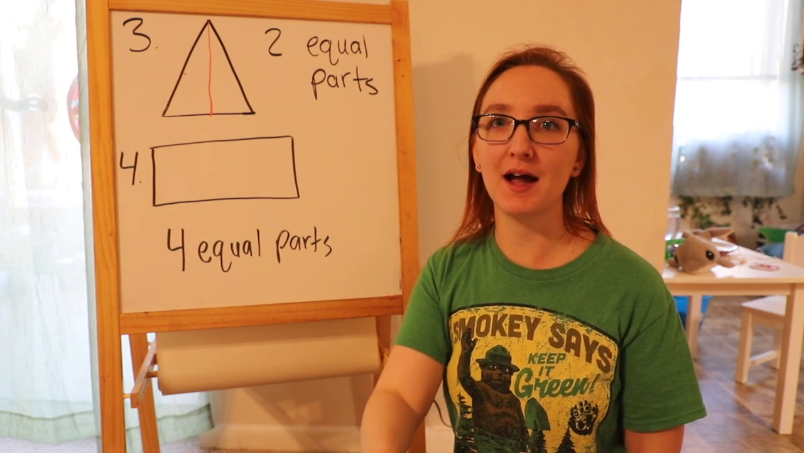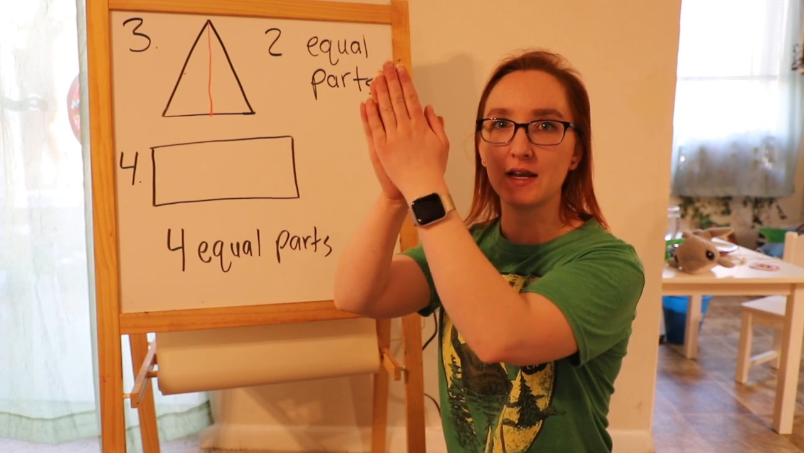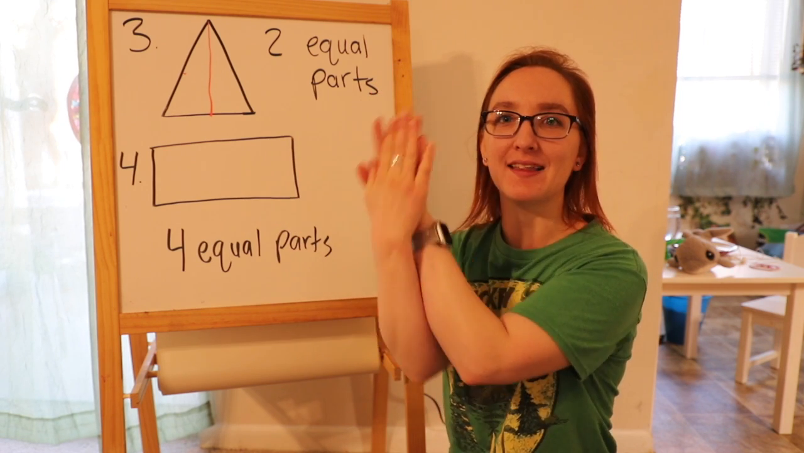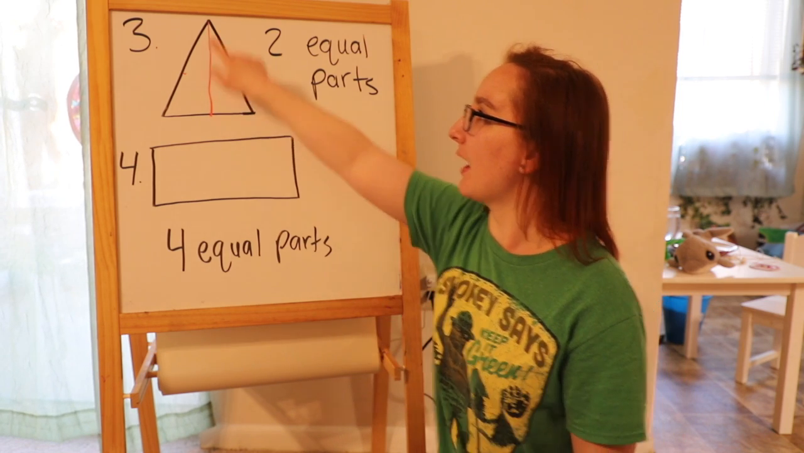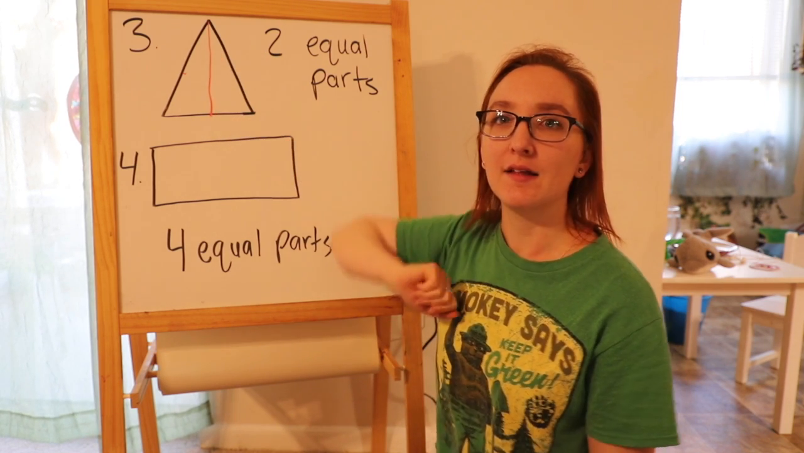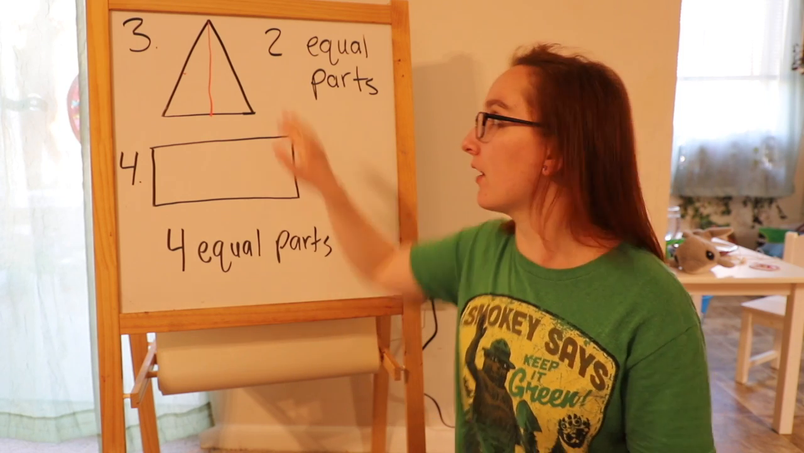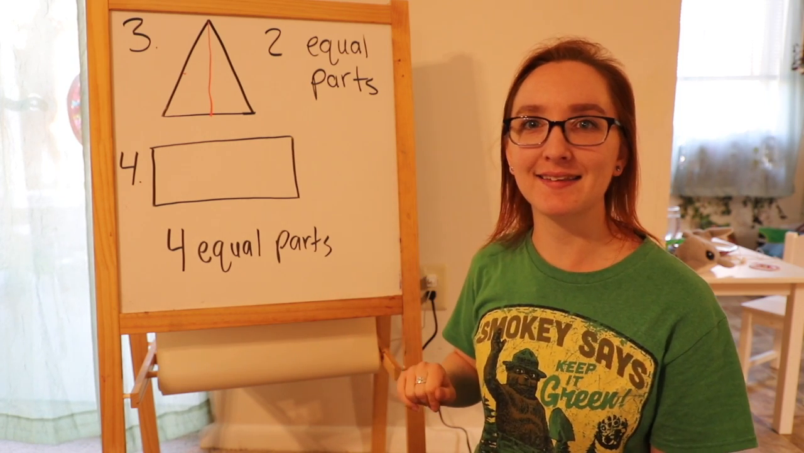So if I took my triangle and folded it in half, it'd look exactly the same no matter which side I had it on. So this would be how we draw our line to make 2 equal shares on a big triangle like this.